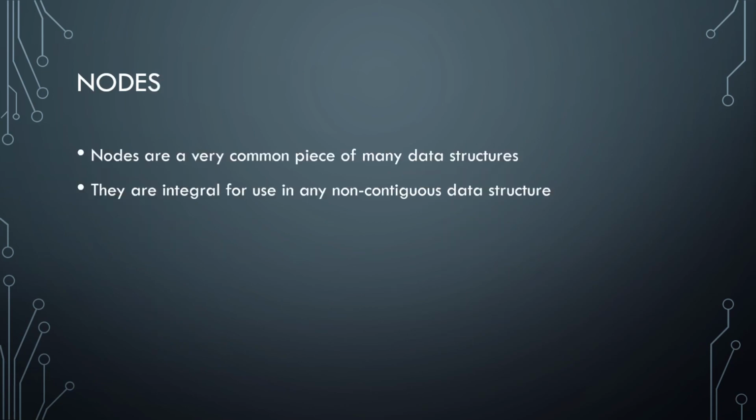So we've mentioned nodes a couple of times now, but we haven't really gotten into the details of what a node is. Nodes are very common for many data structures, such as the list and the tree that we're going to get to during week 3. And these are going to be used primarily for any data structure that is non-contiguous. And we'll look at a couple of examples here in the next slide.